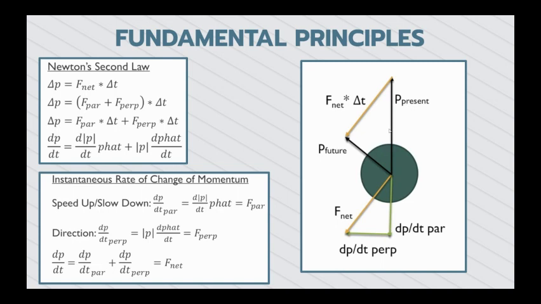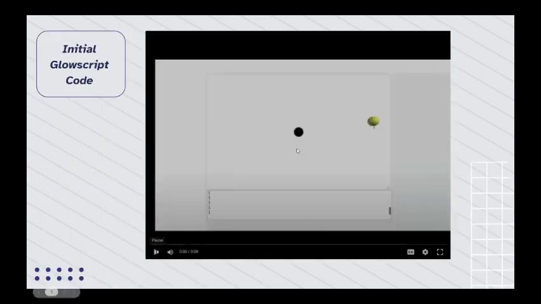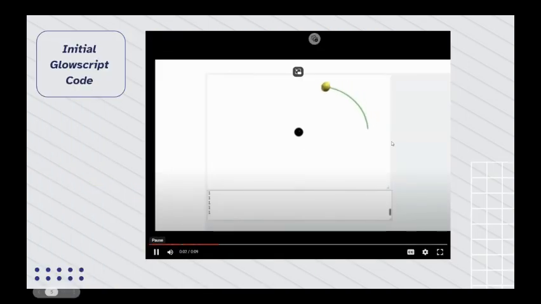What we know is that p present is parallel to the change in momentum, the parallel component. The parallel component of the change in momentum indicates that an object is slowing down or speeding up, while the perpendicular indicates that a body is changing its direction, and this is how we find the vector of Fnet. To find the new Fnet, we need to multiply Fnet by t, as we see in the figure here. So this is the initial GlowScript code.